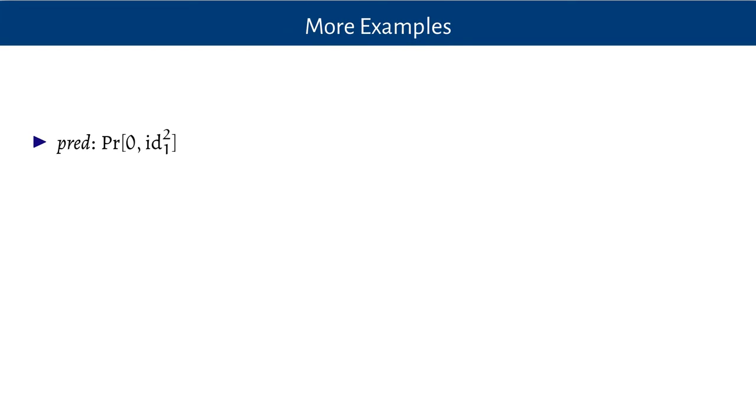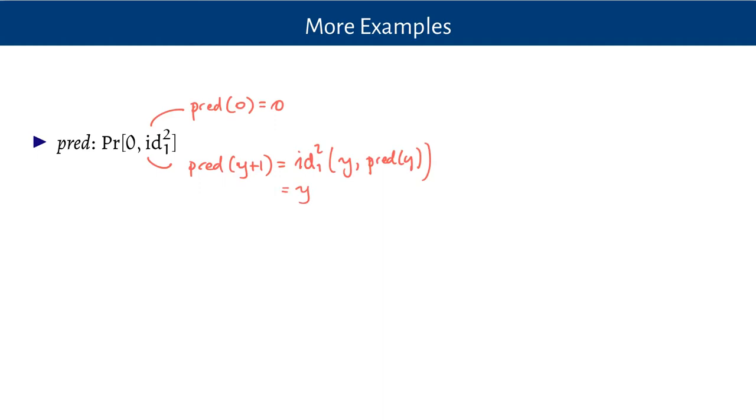So to see how that works, let's see an example of how it's going to be used to define a function. The function that we'll define will have a few components which we'll first define. The first is this pred function. This is defined by primitive recursion. The base case is the constant 0. And the iterator says that pred of y plus 1 just chooses y, the first out of y and pred of y.